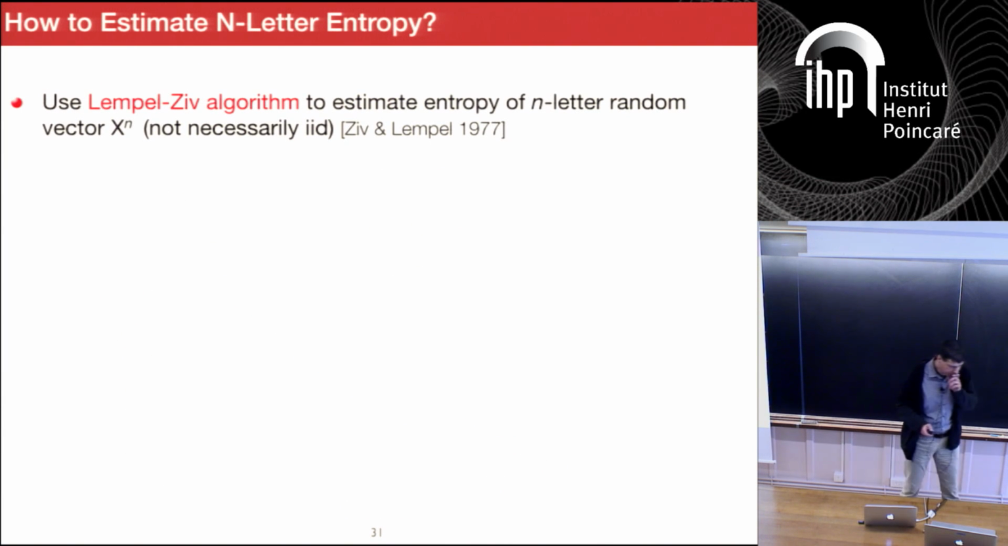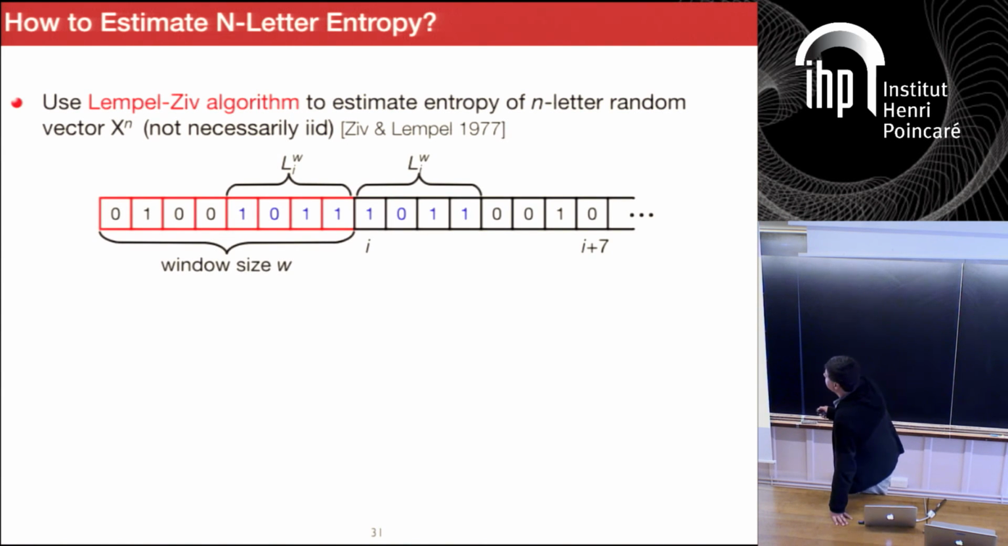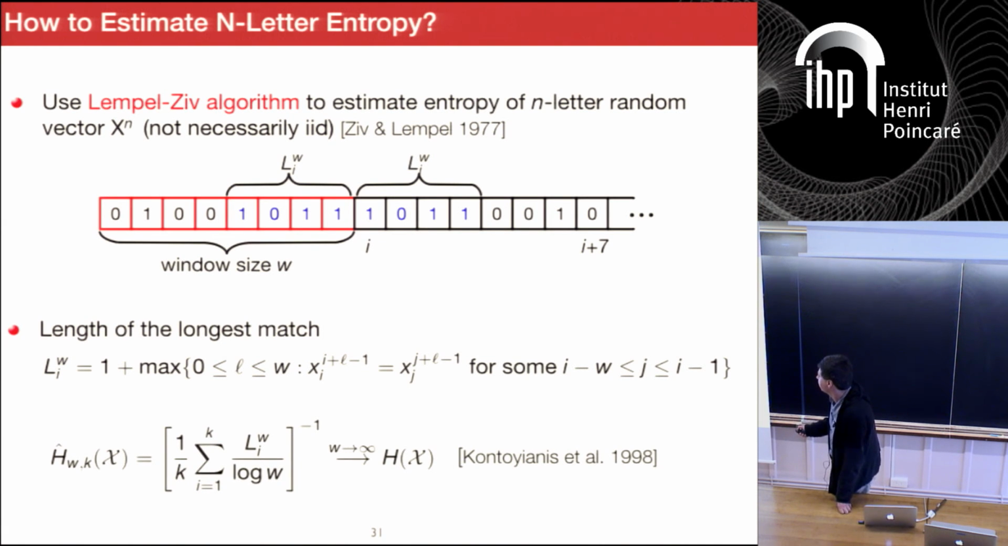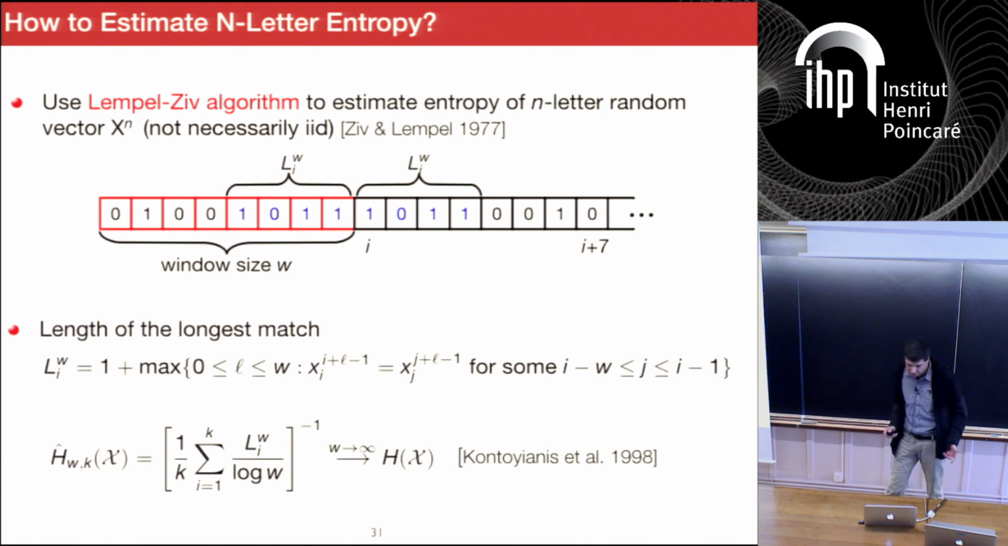How do we estimate the n-letter entropy? We use Lempel-Ziv to estimate the n-letter entropy for any vector x^n, which is not necessarily IID. How Lempel-Ziv works is we take a window, and in this window we find the string that matches the next elements of our data. We shift this window, always trying to find the string which is in the window, and look at the length of the longest match. We can show that this converges to the entropy rate of the process. It's a result by Kontoyiannis.